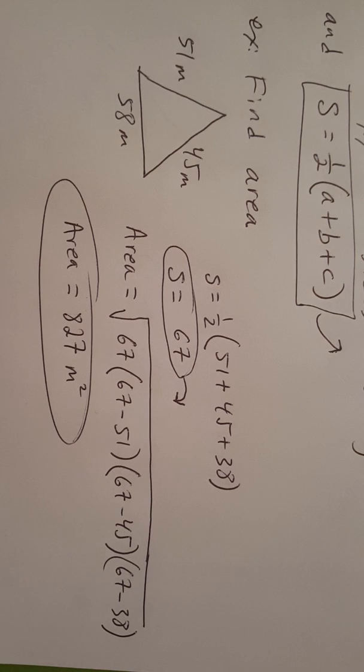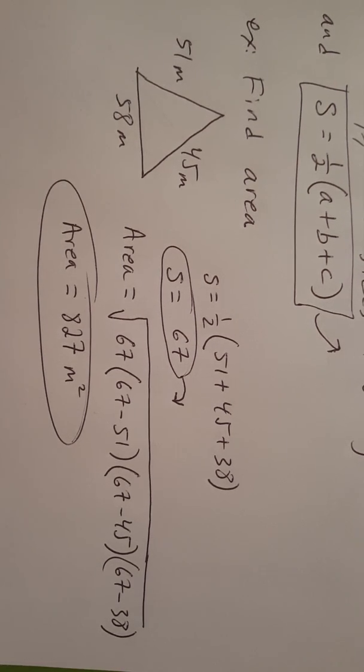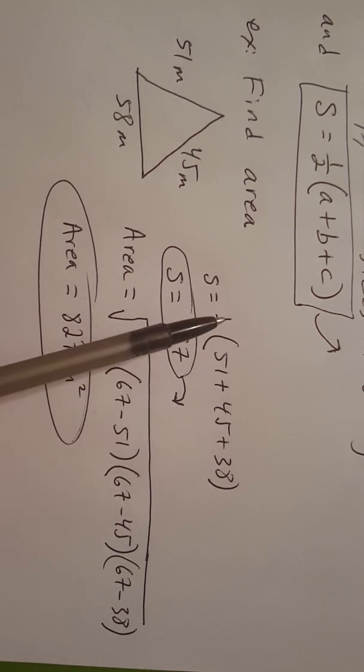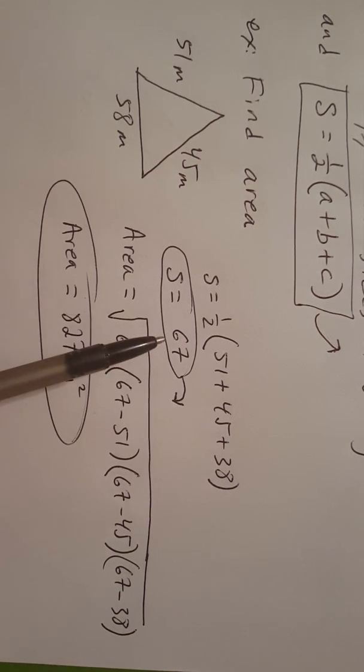So as you can see, I have a triangle with three sides. No height. If I had the height, by the way, I could easily use the old formula, but I don't have the height. So now I use Heron's formula. First, I know I'm going to need S, and S is when you add the three sides and take half of that value, and it comes out to 67.